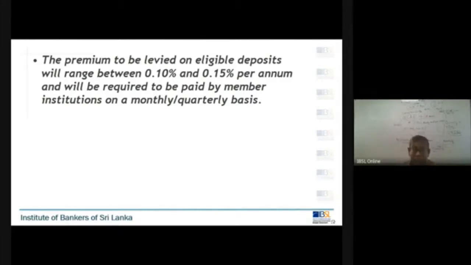Before 15th of March. That means every month, finance companies need to pay the premium, whereas the banks need to pay every quarter. If you do not pay the premium at the stipulated date within that 15 days period, and go for payment on, say, the 16th day, you will be charged a penal rate of the prevailing treasury bill rate as at that date, plus 2% extra. That is the penal rate.